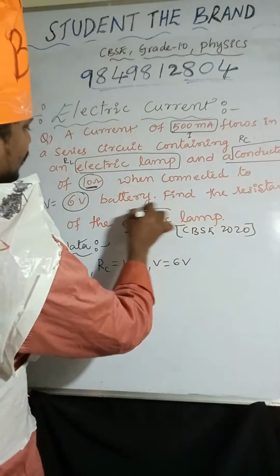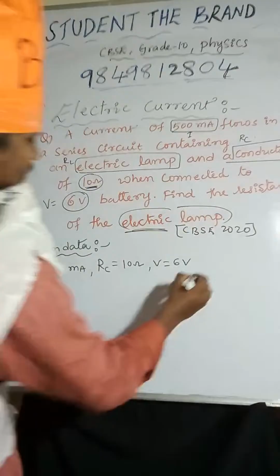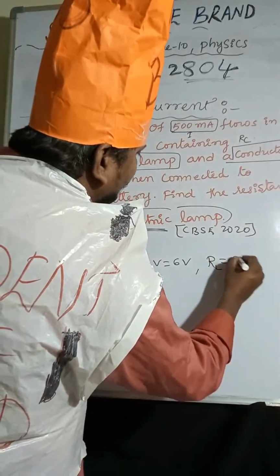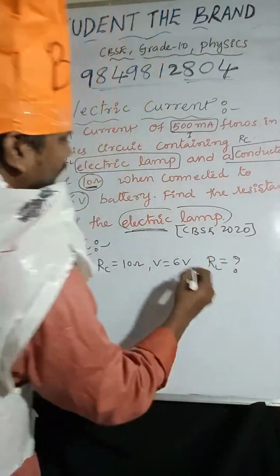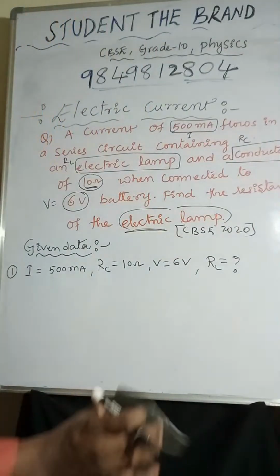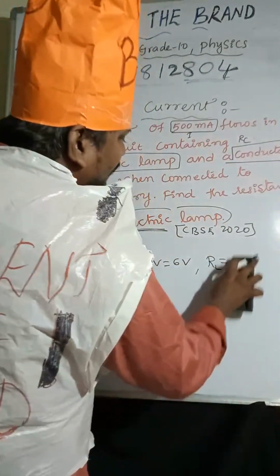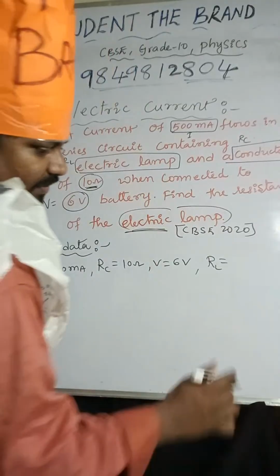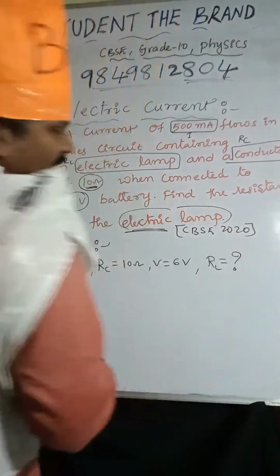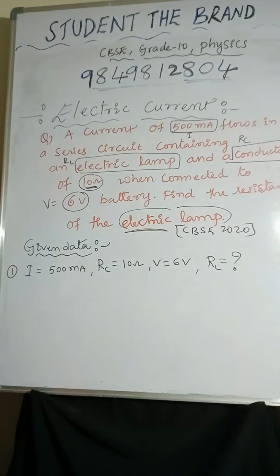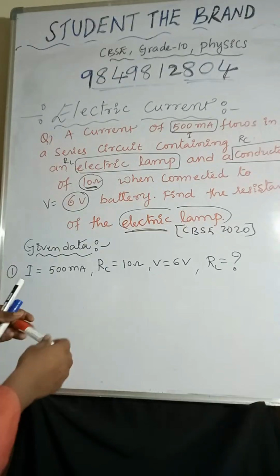So they have given this in the question. Find the resistance of the electric lamp. So RL we have to find out. Check whether all are in one unit or not. All are in one system or not. So, SI system or not. You have to check once.